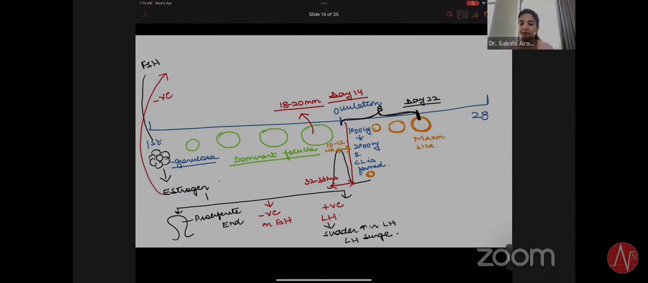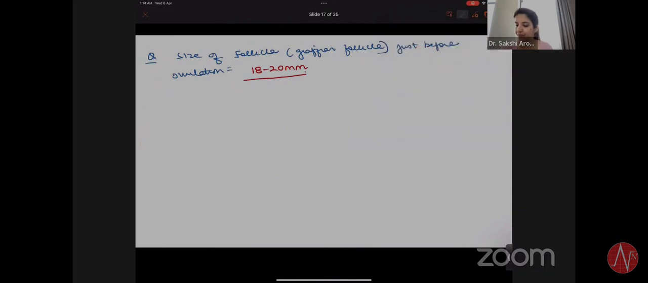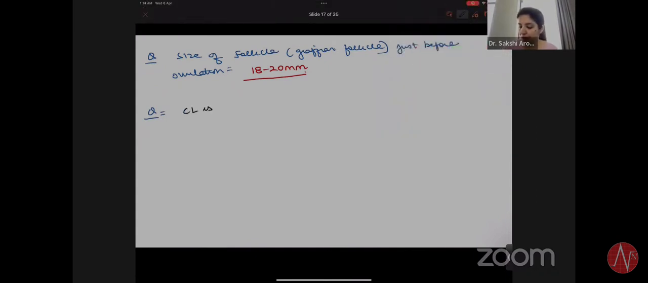Clear? So now, again go to your questions and write down the next question. Your next question is: corpus luteum is formed due to which hormone? Which hormone is forming corpus luteum? Corpus luteum is being formed due to ovulation, and ovulation is happening due to hormone LH. So your answer to this question will be LH. Right? Next question.